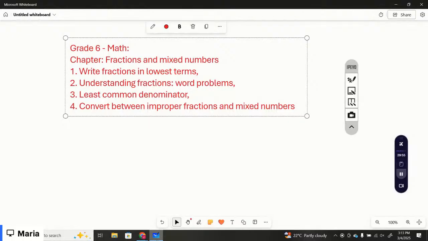We are here for grade 6 math. We're going to start with the chapter fractions and mixed numbers.